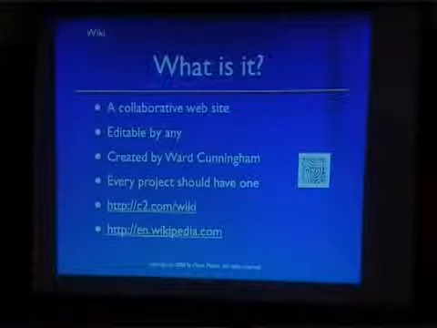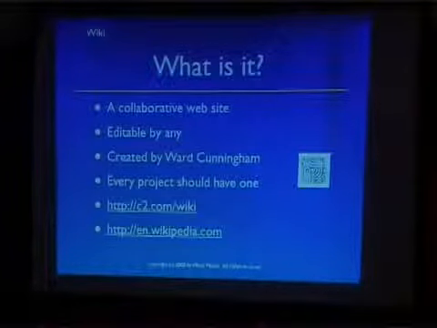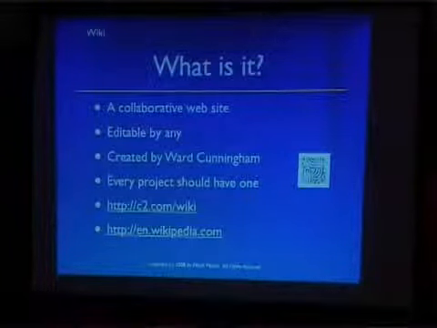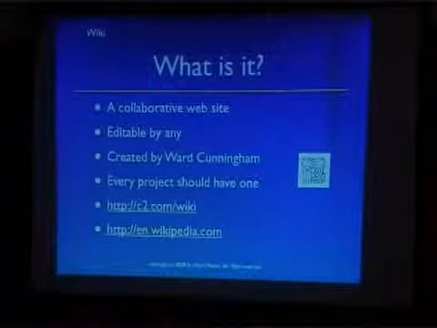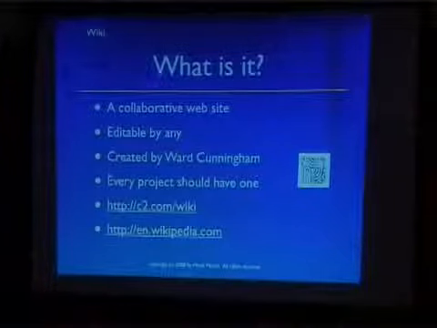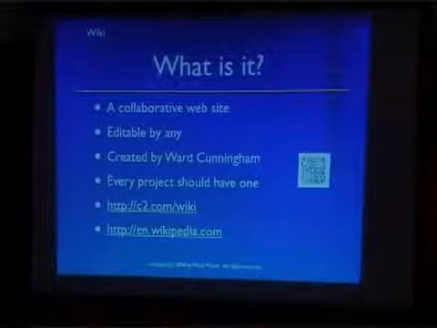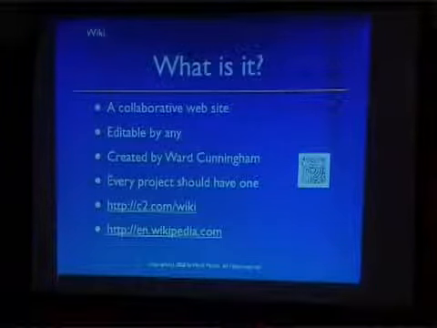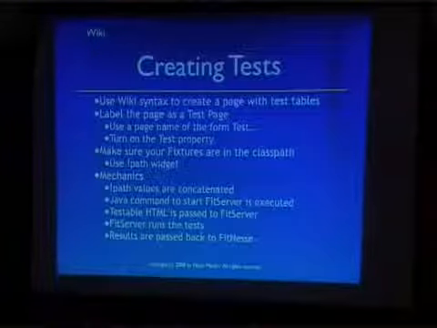So for those of you who haven't used them, a wiki is a collaborative website. Any web page, you can press a button that says edit. And when you press that button, it brings up all the text in what's called wiki syntax or wiki text. And you can change it, press the save button, and your text automatically gets saved on the web page. This was created by Ward Cunningham. Again, great guy. And again, consider having a wiki for your project if you don't.